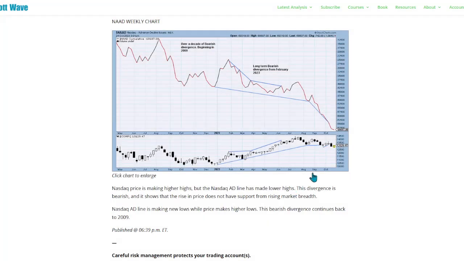And on the Nasdaq AD chart, the AD line continues to make lower lows while price makes higher lows, continuing the long-term bearish divergence dating back to February 2023 and all the way back to 2009.